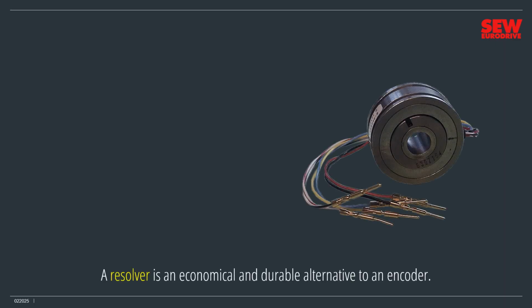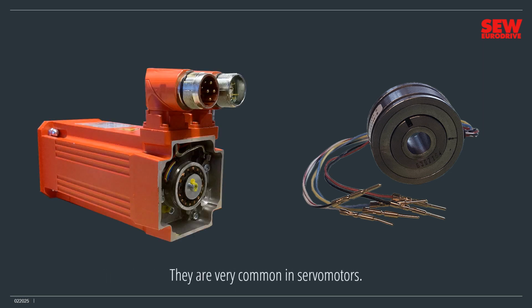Encoders are extremely useful, but many are both fragile and expensive. A resolver is an economical and durable alternative to an encoder. They are very common in servo motors, such as this CMP servo motor, which contains an RH1M resolver.